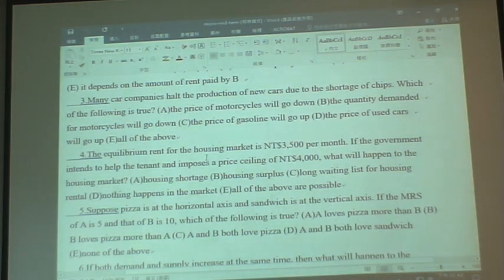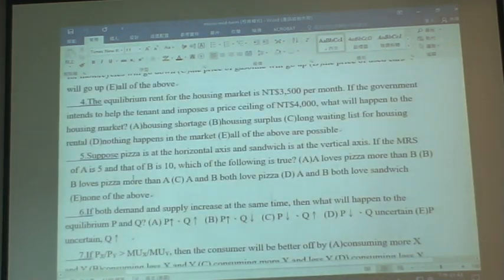Question 5, Zheng Hongqi. Zheng Hongqi not here. Okay. Zhang Bochang, question 5. Suppose pizza is on the horizontal axis and sandwich is on the vertical axis. If the MRS of A is 5 and that of B is 10, which of the following is true? B. B loves pizza more than A.